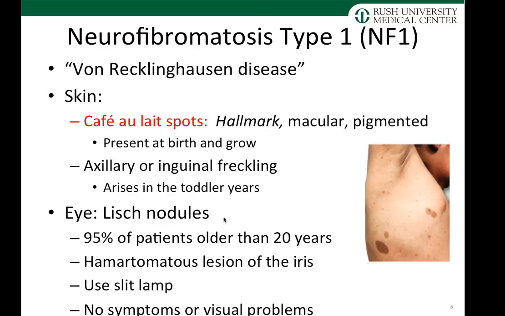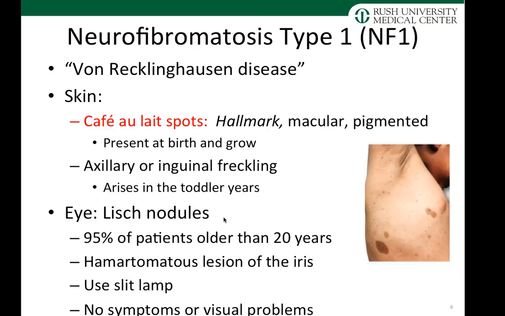So let's start with neurofibromatosis type 1. This was previously called von Recklinghausen disease, so you may see that show up as the descriptive name. The skin lesions in neurofibromatosis type 1, the hallmark lesions are cafe au lait spots, and that essentially is telling you it's almost the color of coffee. These tend to be spots that are located on the body that are macular and pigmented. They tend to be present at birth and grow as the individual gets older.